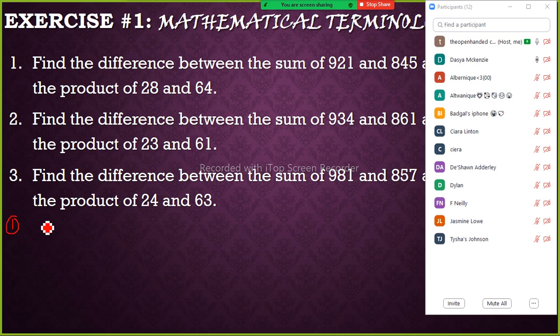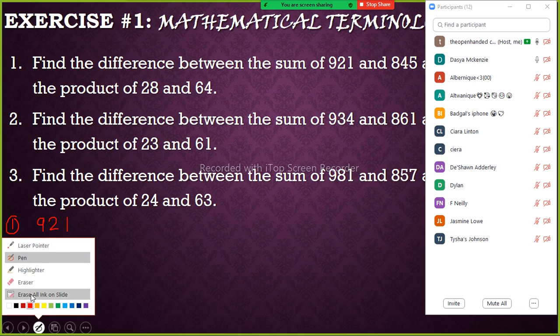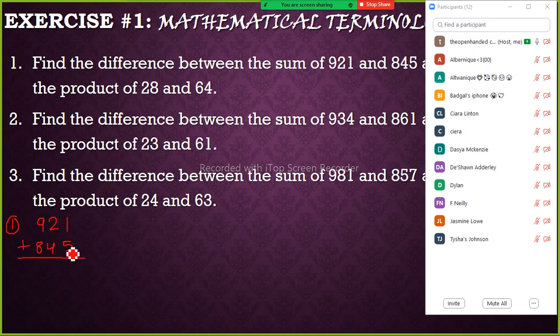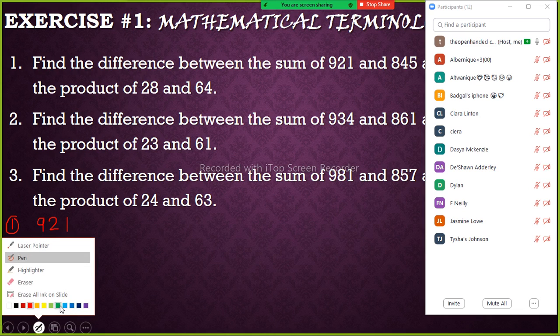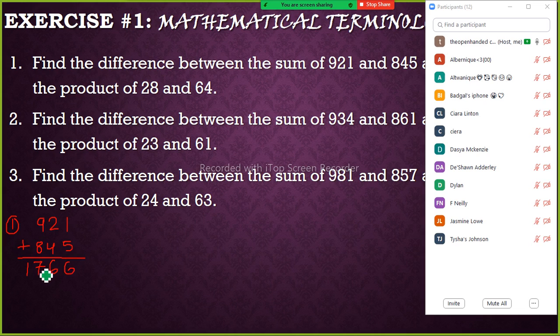Okay, so I add 921 plus 845, and I got 1,766. Okay, so you're saying that the first thing we must do is add these two numbers. 5 plus 1 is 6. 4 plus 2 is 6. And 9 plus 8 is 17. So you get 1,766.